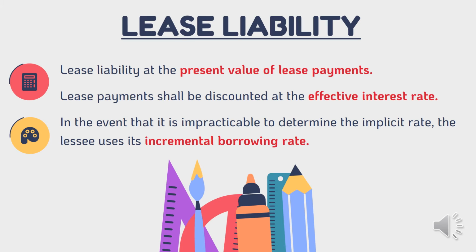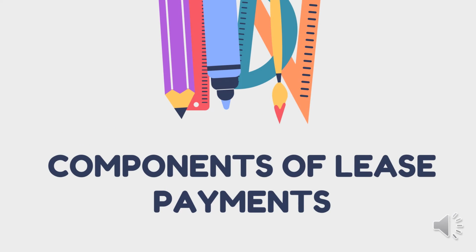Ano ba yung interest rate implicit na sinasabi natin or yung effective interest rate? Ito yung interest rate na magpapa-equal dun sa may present value ng lease payments plus the unguaranteed residual value dun sa may fair value ng underlying asset and the initial direct cost of the lessor. Since nabanggit na natin yung lease payments, move on tayo dun sa may components ng lease payments. Ano-ano ba yun?